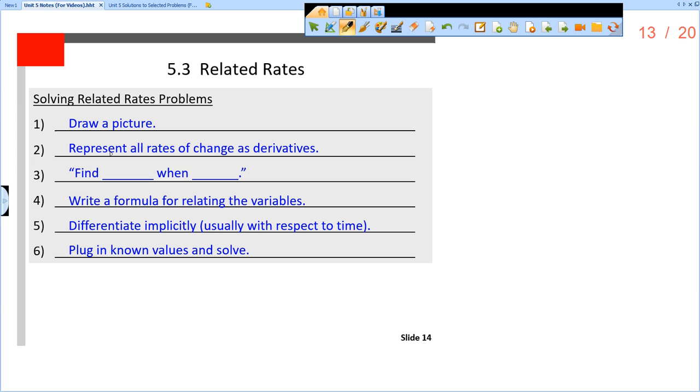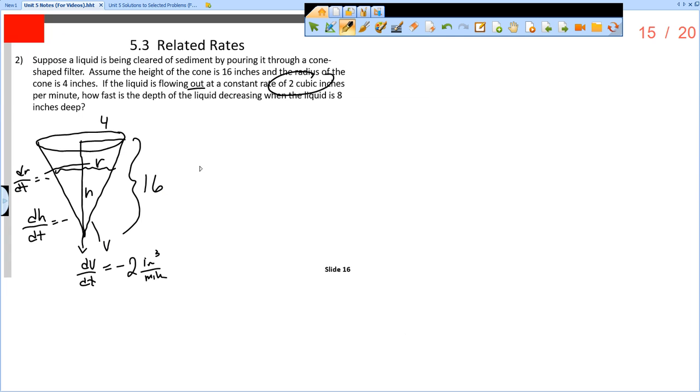Okay. We draw a picture. Yes. Represent all rates of change as derivatives. Yes. All right. So now find. All right. So step 3. It says, how fast is the depth of the liquid decreasing? All right, so find what, when, what. Well, how fast is the depth of the liquid decreasing, right?